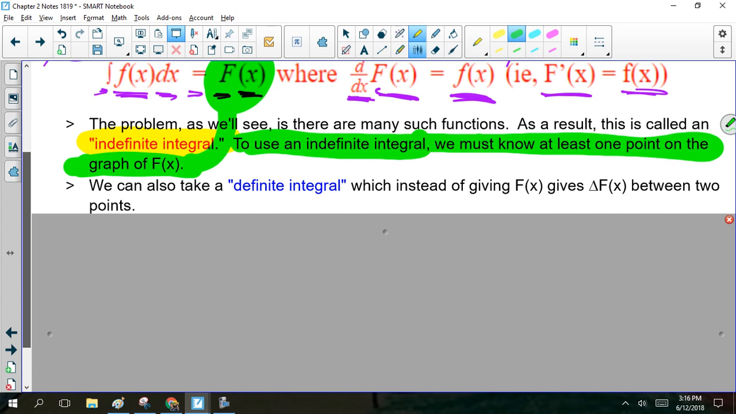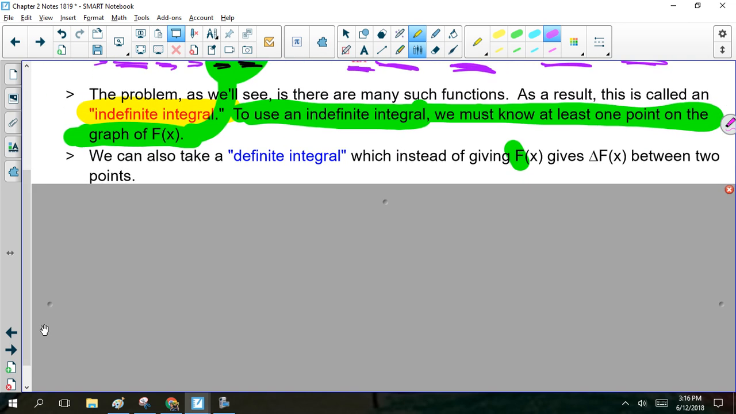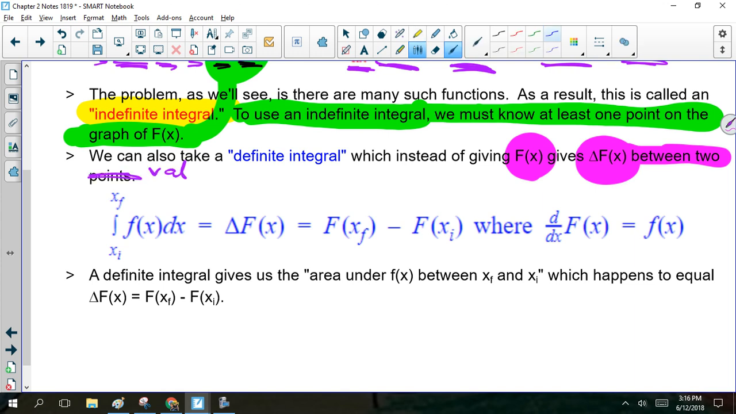Now if that's not the case, then we use what's called a definite integral. Instead of taking an integral and getting your new function, what it actually gives you, oh, what just happened? My smartboard got dumb. All right, so instead of giving us the new function, it just tells us how much the new function changes between two specific values of x.